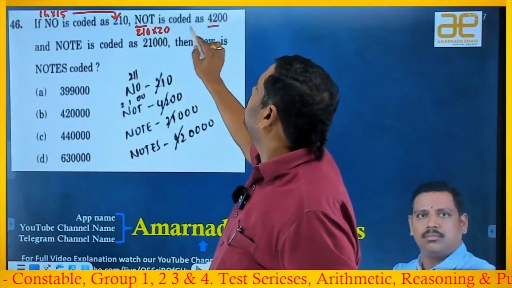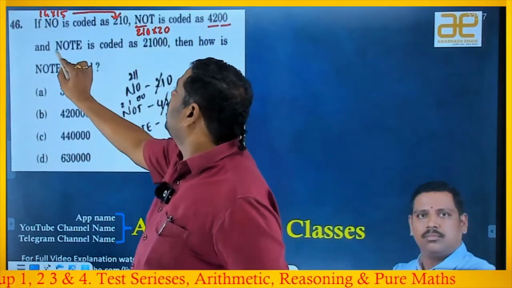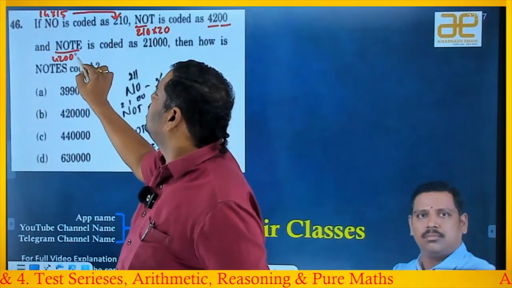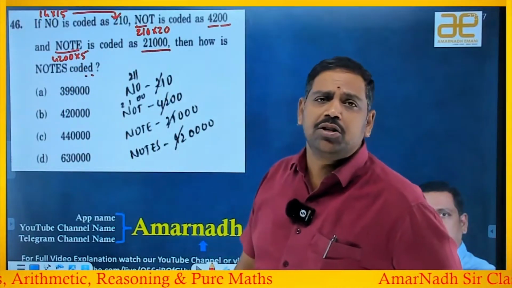Perfect, just multiplying the position values. NOT you already calculated as 4,200. E is 5. If you multiply, you get 21,000, absolutely right. It means just multiplying the position values.